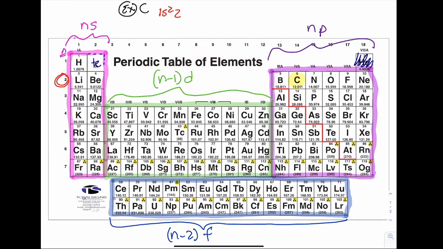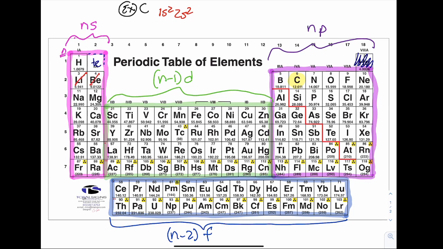I'm still in the S block, and there's 2 squares. So 1, 2, so 2s2. I'm now in the 2p's, right? I'm just going across. So this one we counted, this one we counted. So that was my 2s2.